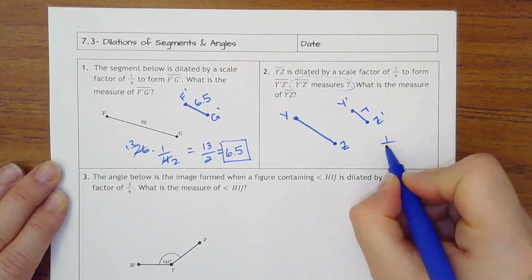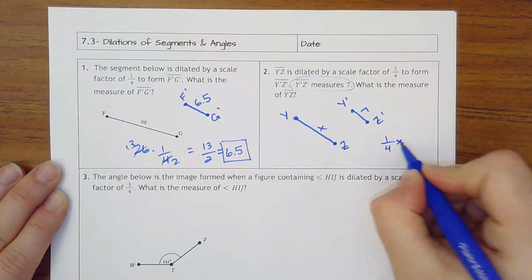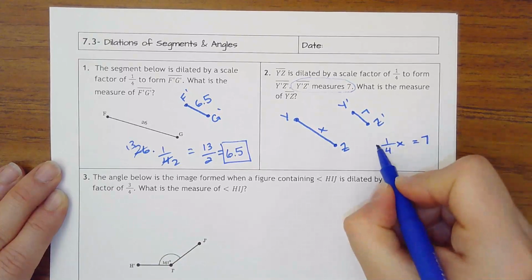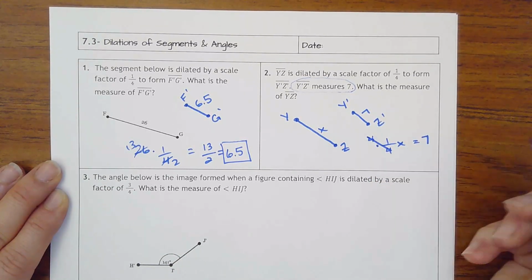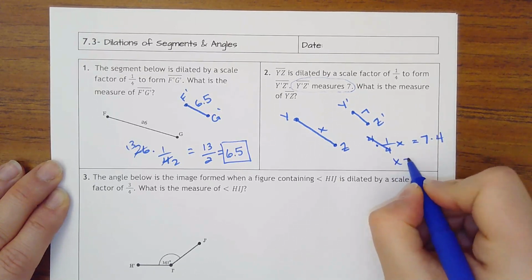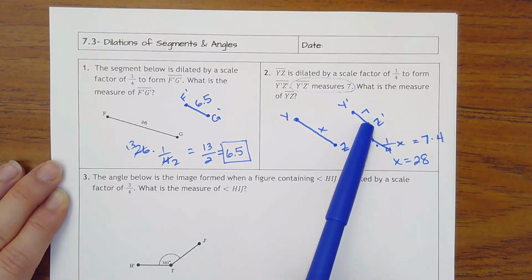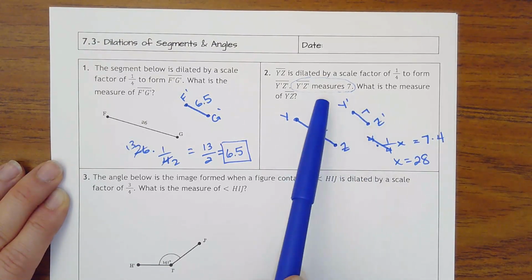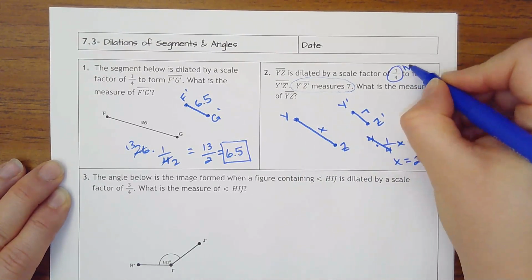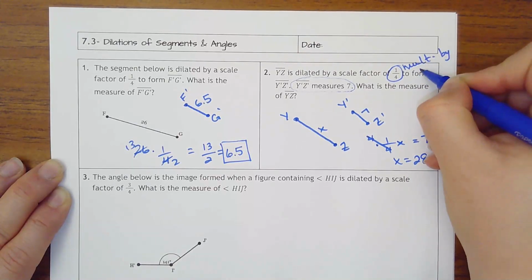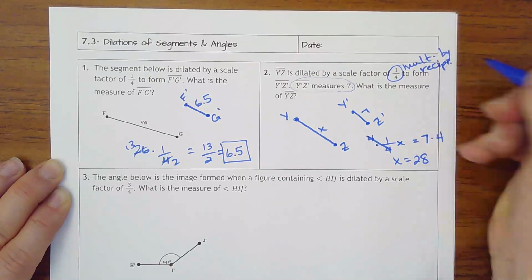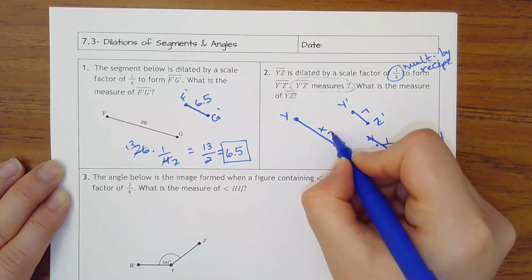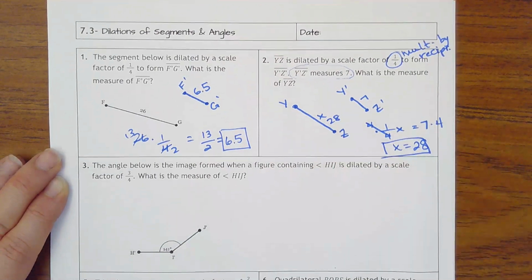So 1/4 of something, call it X, made 7. So instead of dividing by 1/4, I'm going to multiply by the reciprocal, which is 4 over 1, or 4, and 7 times 4 would be 28. So whenever you're trying to work backwards, where they give you the after image and you want to find the pre-image, you multiply by the reciprocal. So you don't have to make an equation, but you have to think multiply by the reciprocal. And then check it. 1/4 of 28 makes 7.